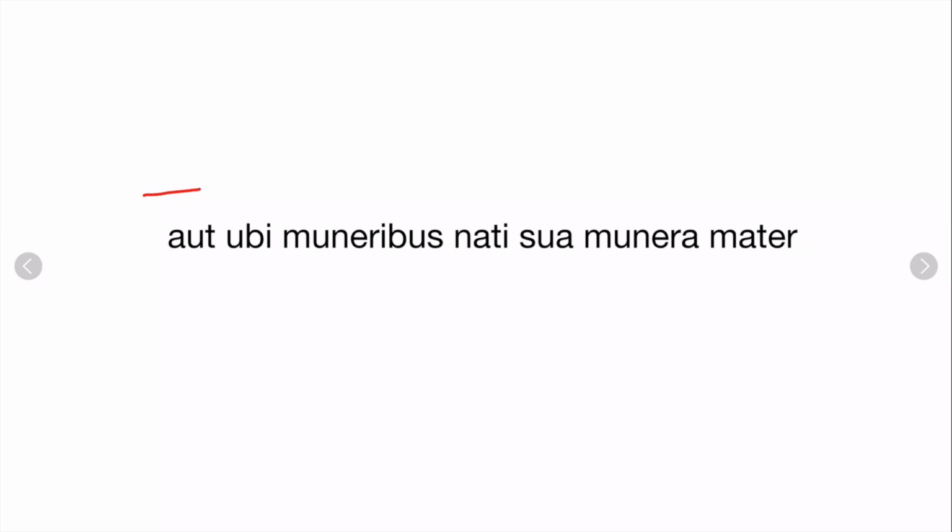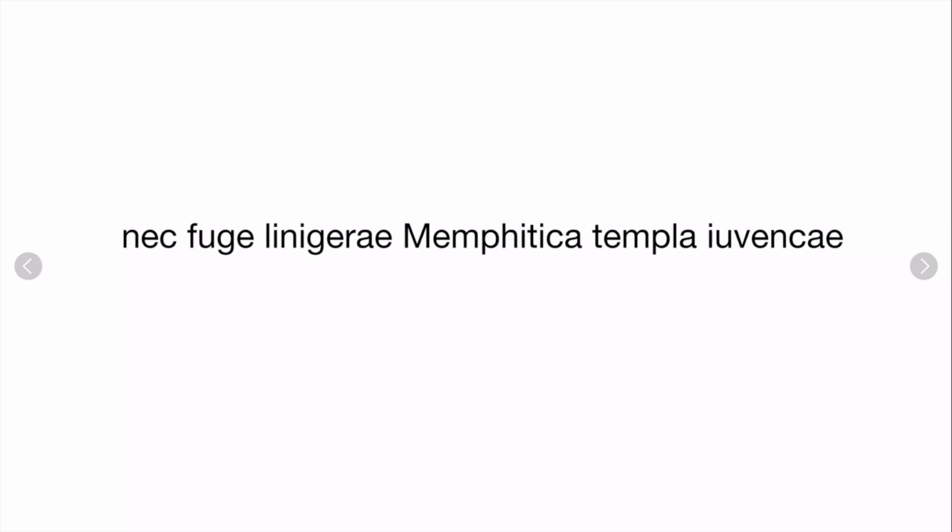Okay, so ow, diphthong, ubi, mu, long by nature, eribus. Well, that U is short by nature, but we have the S and the N following it. Na, long by nature, T, long by nature. Sua, short. Mu, long by nature again. And then short, long by nature. And then we got to our final syllable. Aut ubi mu naribus na T sua mu naramater. All right. How about this one?